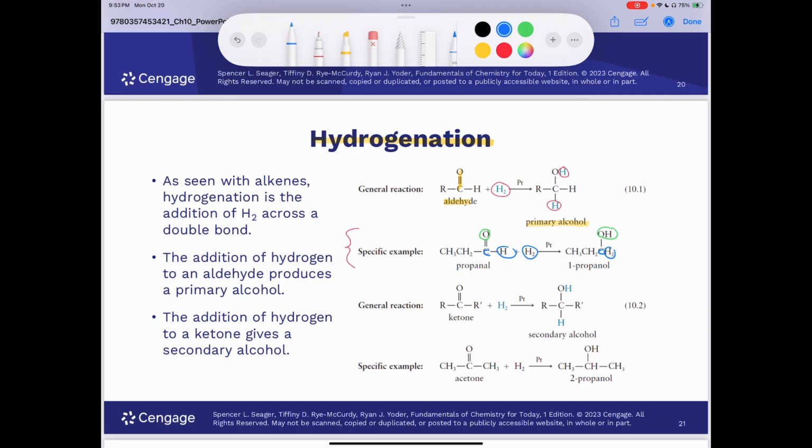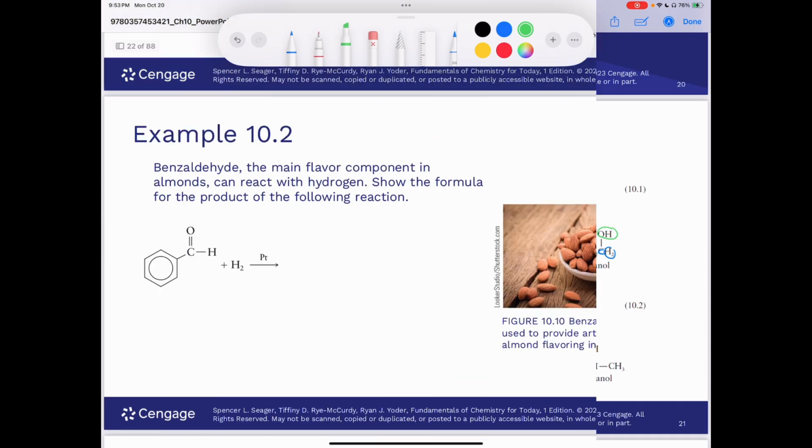We have a ketone on the other hand. The ketone that we're using here is acetone in the example, but if we have a ketone, we're going to add our two hydrogens to our carbonyl carbon. We add one to the carbon and one to the oxygen, and we get a secondary alcohol. So again, I'll repeat, a ketone will give us a secondary alcohol, and the example that they show here is acetone undergoing hydrogenation to produce 2-propanol.